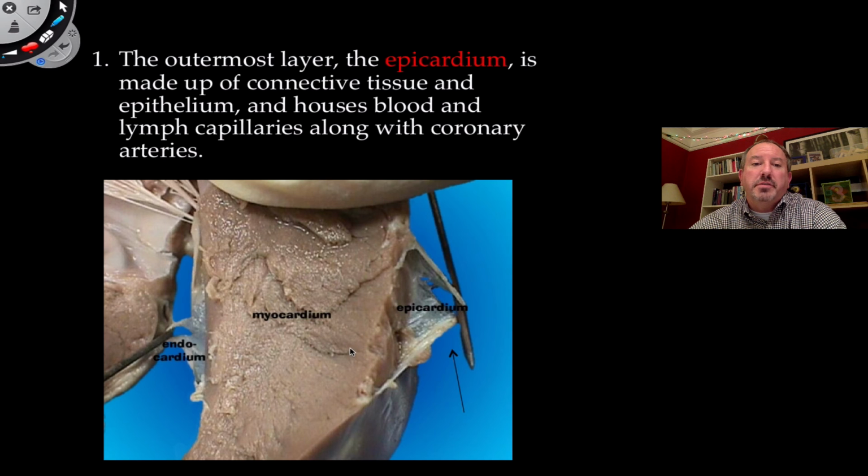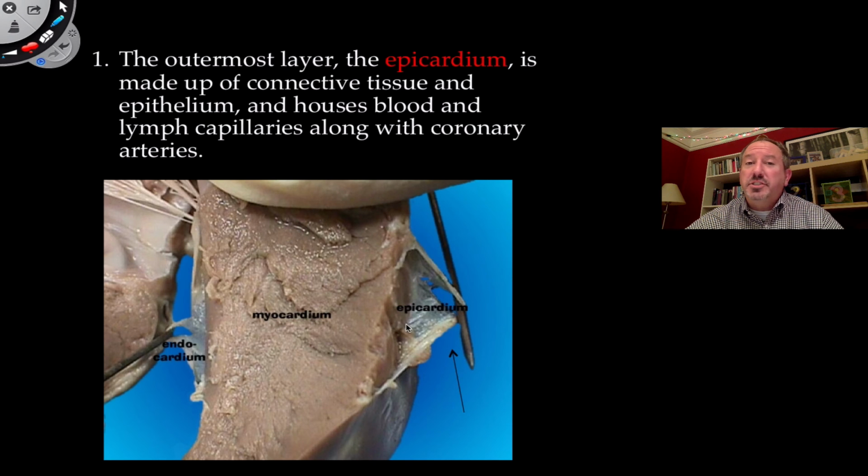This is a cool picture of a dissected heart. You can see how the inside here is pretty thin, endocardium, the very thick muscle or myocardium, and then there's the epicardium over here. Now, let's talk a little bit about epicardium. It's made up of connective tissue and epithelial, and it houses blood vessels known as coronary arteries and veins, which are really important for nourishing the heart itself.